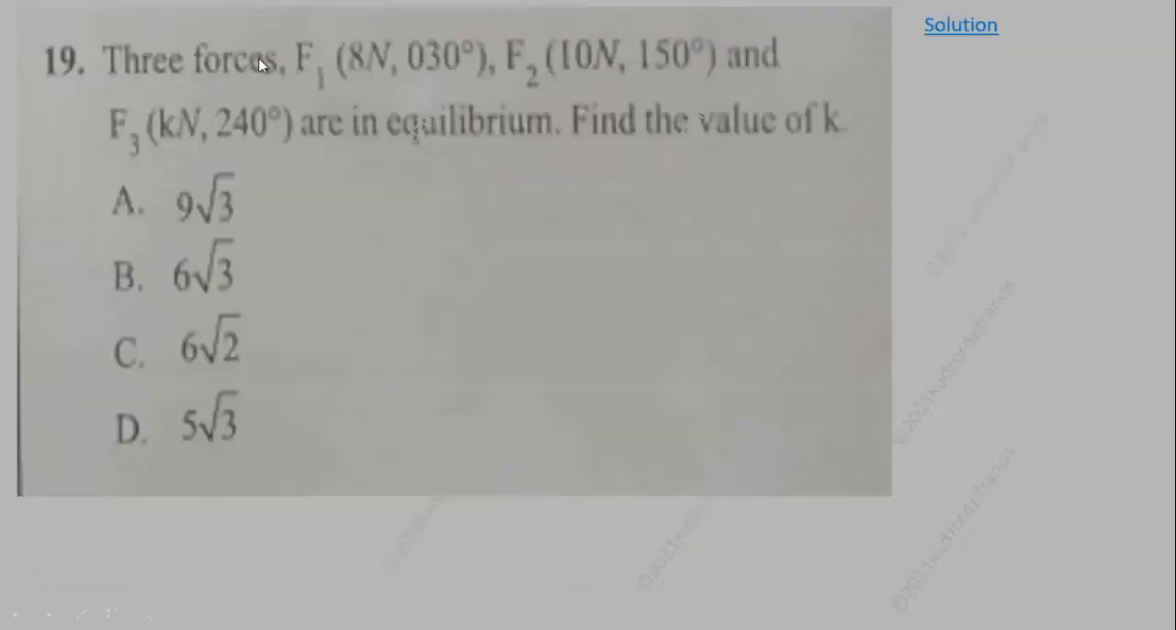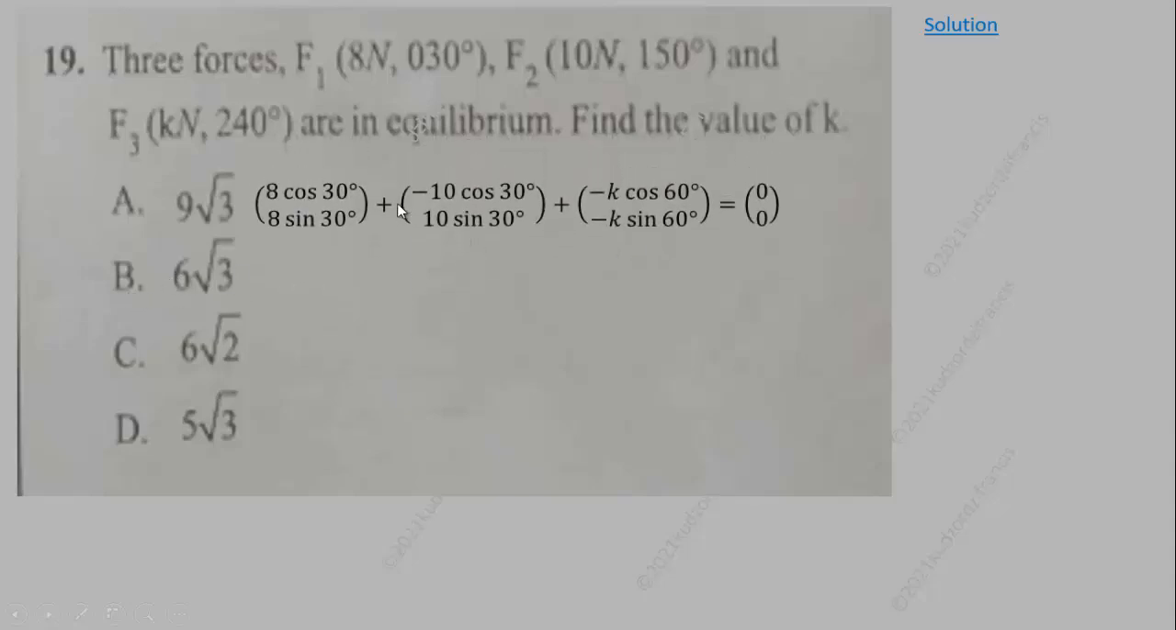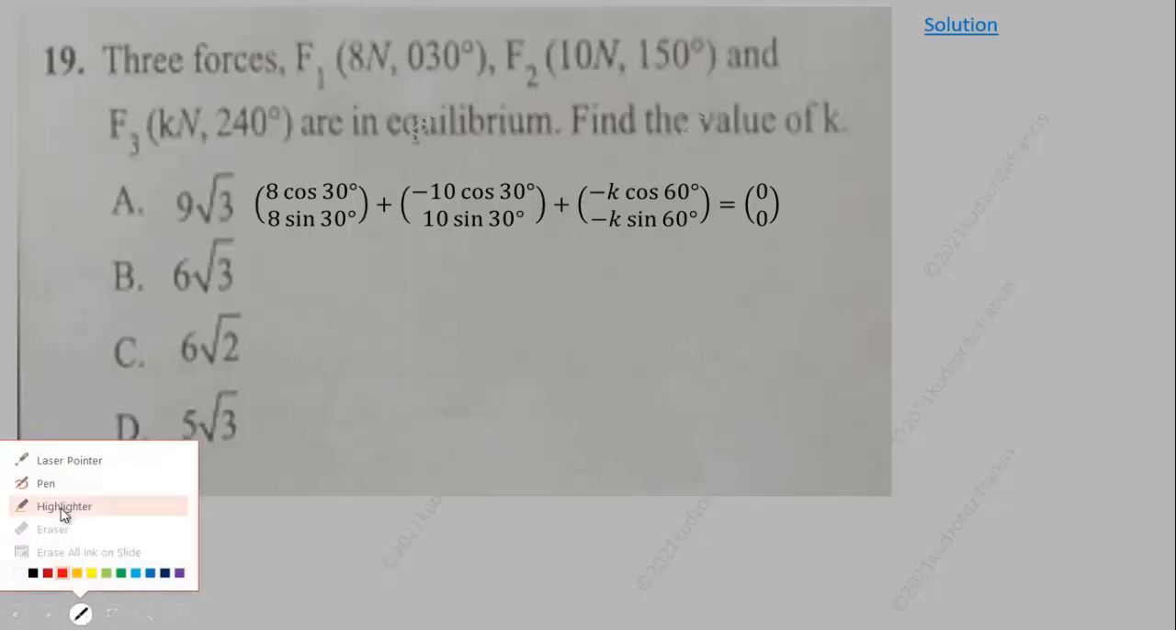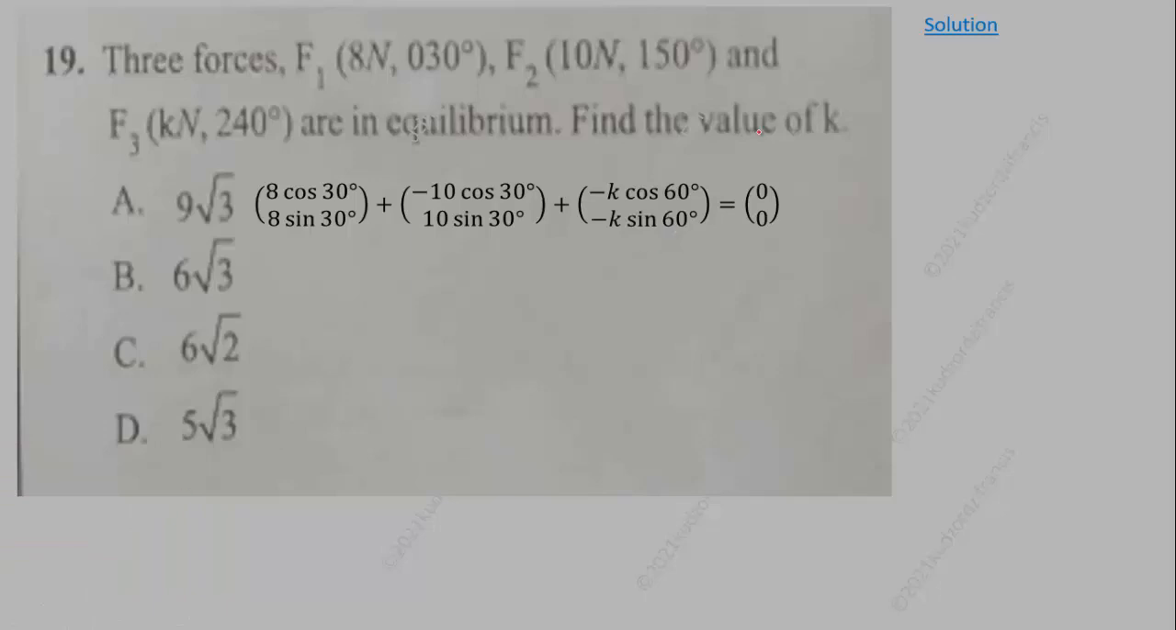So 3 forces, F1 8 newton at 30 degrees, F2 10 newton at 150 degrees, and F3 k newton at 240 degrees are in equilibrium. Find the value of k. So this is how we go about it. We can resolve all the forces into component form. Then we add all of them and equate to 0 if they are in equilibrium.